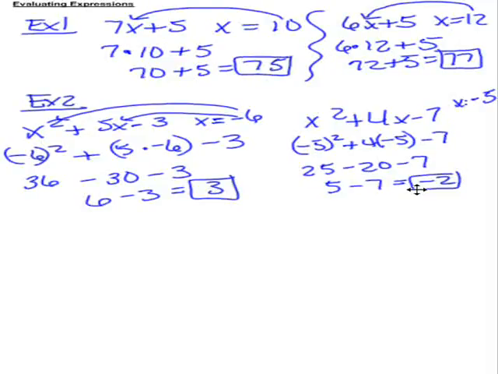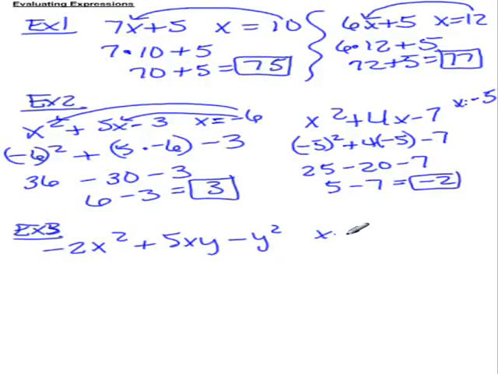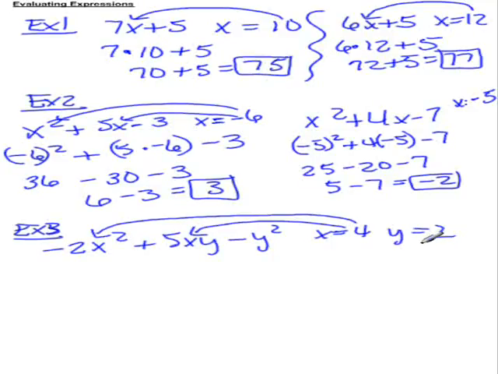Let's do one more example. Example 3 is negative 2x squared plus 5xy, a little bit different, minus y squared, where x is equal to 4 and y is equal to 2. So we want to sub those in. We want to sub this in for x, this in for y, this in for y.